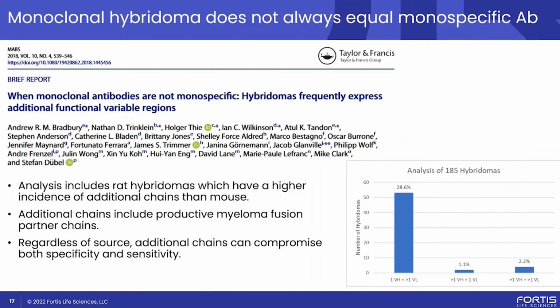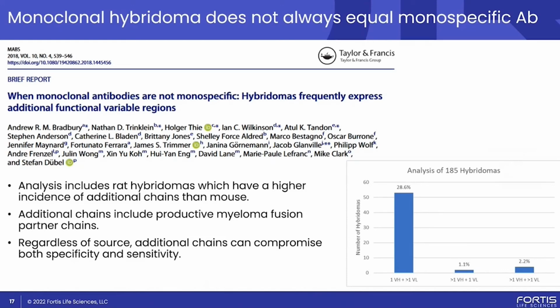This was looked at in 2018 by Bradbury et al., where they enlisted the help of a few different labs working with hybridomas. They looked at 185 different hybridomas by next-gen sequencing. And what they found was that over 30% of those hybridomas, and these included hybridomas that are in common use for the production of antibodies against various targets across the industry, expressed at least one additional chain, either an additional heavy chain, an additional light chain, or both. It's a very interesting paper. I suggest that you go read it if you're interested.